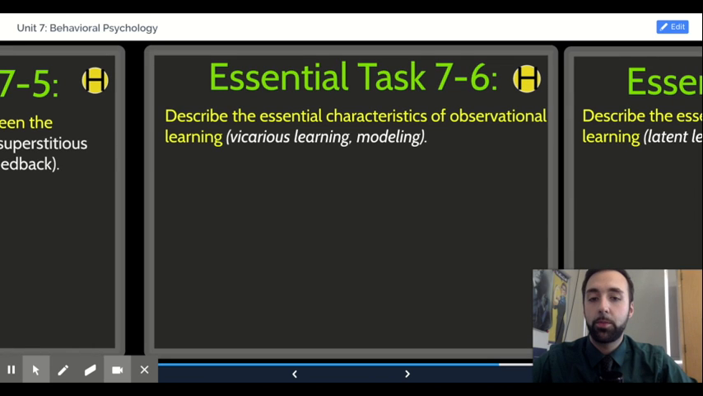I will allow you to pause the video here, copy down the portion in yellow before getting into the concept of observational learning.